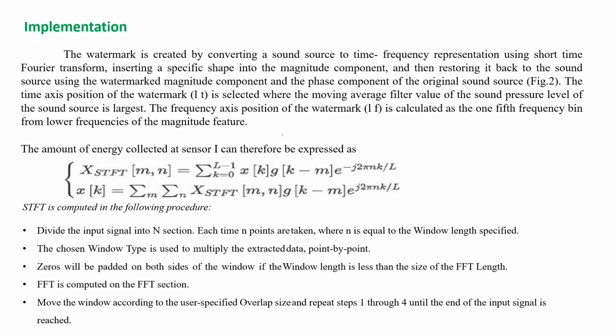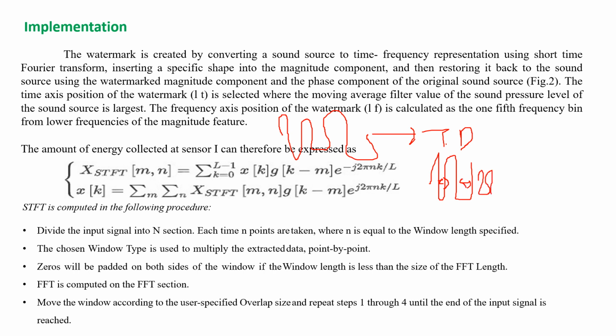STFT is nothing but, if we take a signal, we convert it into the time-frequency domain. The name itself says it's a short-term Fourier transform. Between every short term we introduce a Fourier transform. We use it for the watermark. We use very short terms. A high sampling rate means high accuracy, so we are using very short terms for high accuracy.